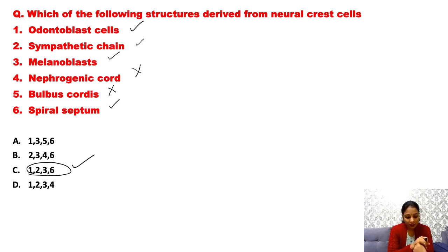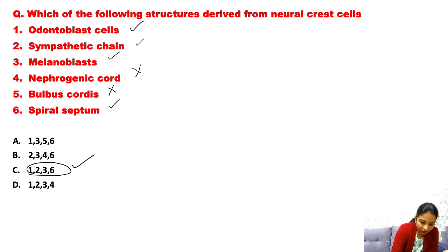So the first option here is odontoblast. Odontoblasts are derived from the neural crest cells. All the ganglia in our body are derived from neural crest cells. Pigment cells, melanoblasts and melanocytes are from neural crest cells.